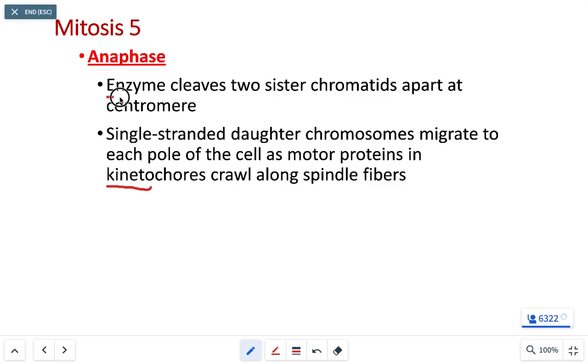We also have some enzymes involved with this process. These enzymes are going to cleave one side of the chromosome from the other side. They're going to cleave the centrosome right down the mid-sagittal plane. There are many, many proteins and many, many enzymes involved in this process.